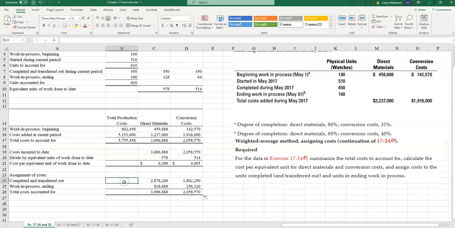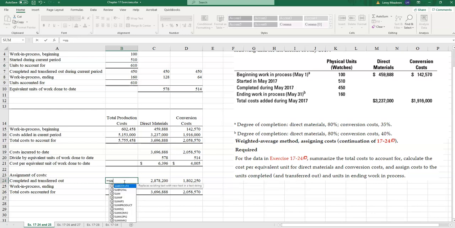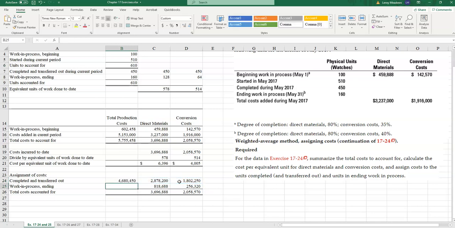So now let's go and figure out the total amount of costs completed and transferred out. And when I do that, I'm going to simply take the cost of materials transferred out and the conversion cost transferred out. And when I add those together, the total value of my work in process that was transferred out of my department and transferred to the next department is going to be $4,680,450.